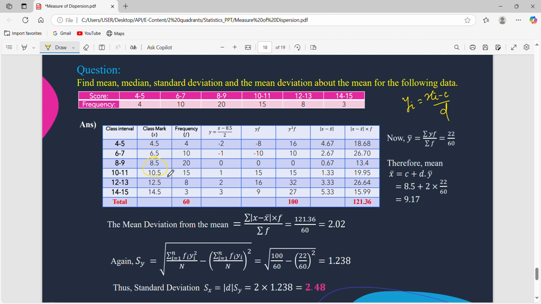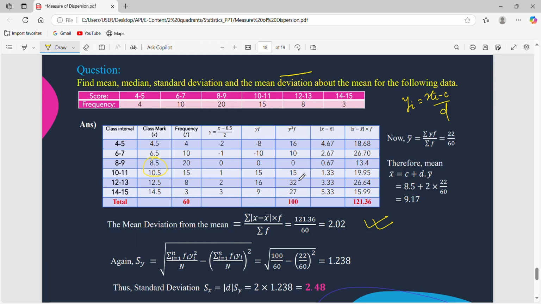So in this way we can first find the mean. After getting the mean, you can also find the mean deviation from the mean, that is the second part. Then we can easily find the median. How do you find the median? I'm not finding the median here. If you are going to find the median, one column will be extra, that is cumulative frequency, because we know that for the median only the cumulative frequency column is required.